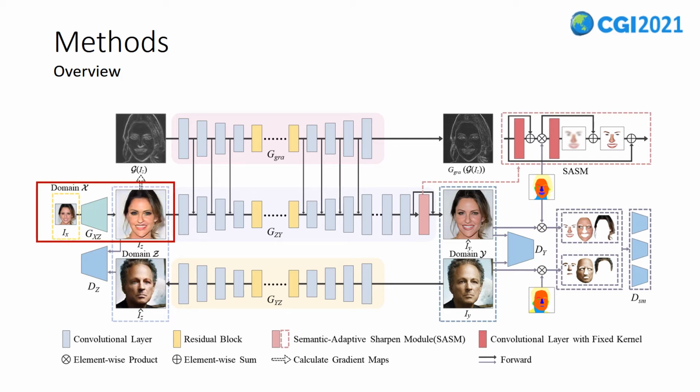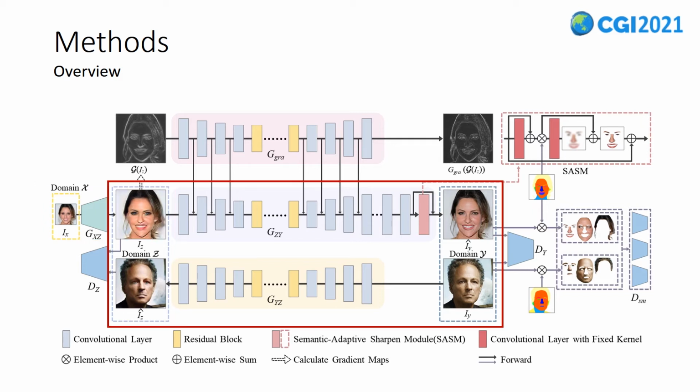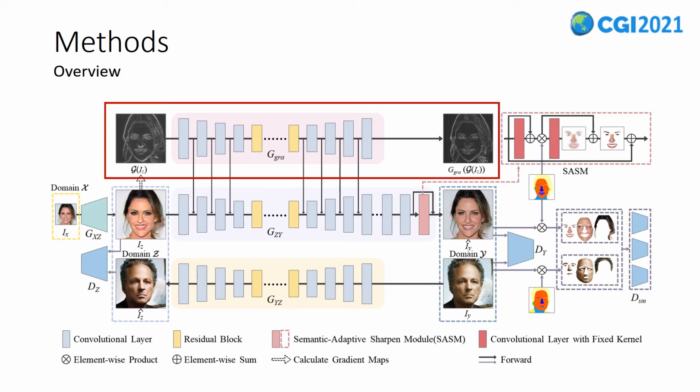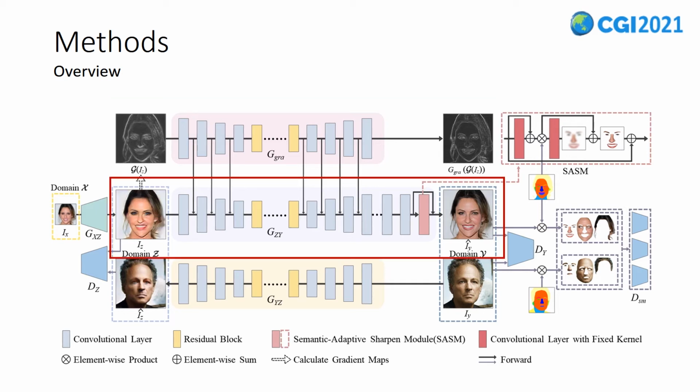First, a given low-resolution image IX is upsampled to IZ by a pre-trained upsample model. Then we design a cycle structure of GZY and GYZ to achieve unsupervised training. The gradient branch G-gradient takes gradient maps of IZ as input to reconstruct a high-resolution gradient map. Then the reconstructing branch GZY concatenates feature maps from the gradient branch to recover images with gradient information.